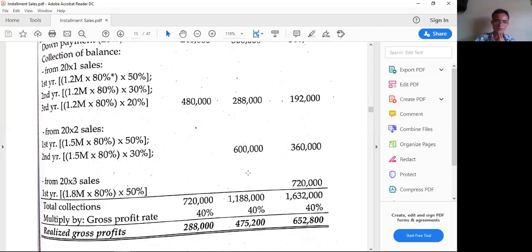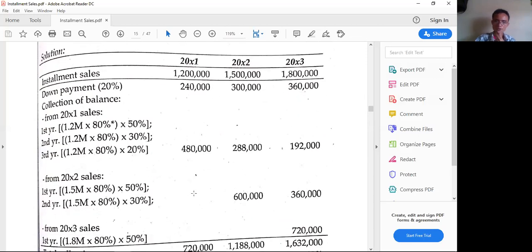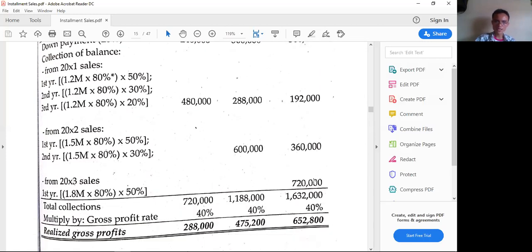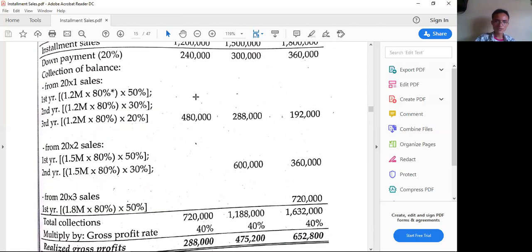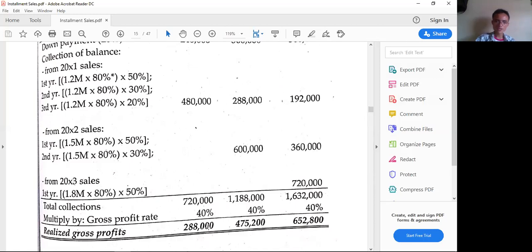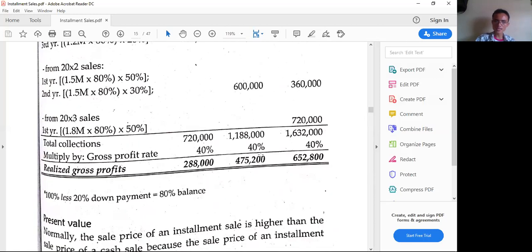That's why you have here the 3 items. For 20x2, for the first year, of course, no impact. But there will be impact in that year sale 20x2 and the 20x3. So 50% of the 80% in 20x2 and 30% in 20x3. And for the 20x3 sale, 50% of that 80% will be in 20x3. And we cut from there. So we get the total collections. You have the down payment plus the collections of the balances for the 3 years respectively, and we multiply with the gross profit rates. It might look easy or easier.